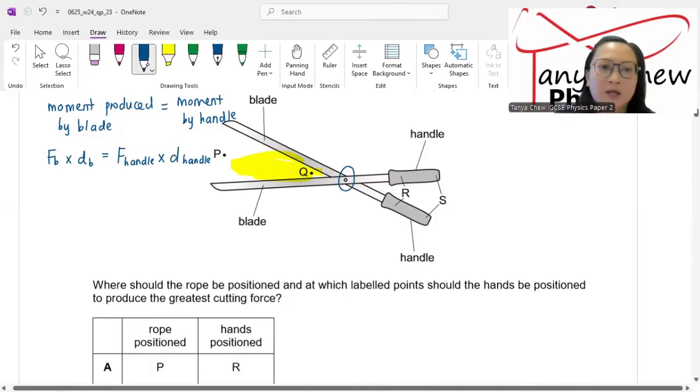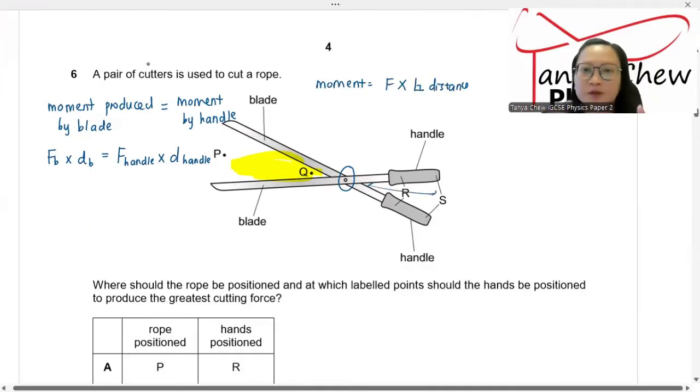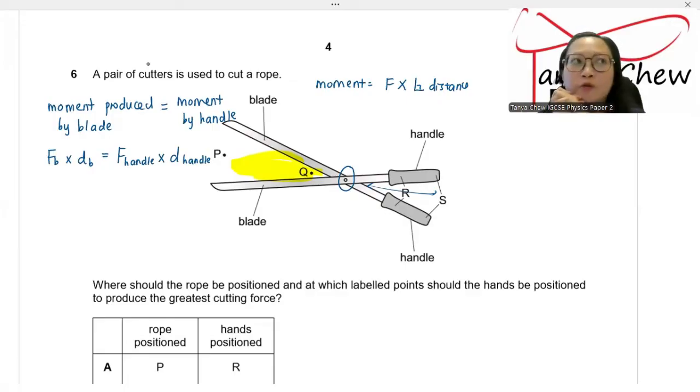If I want to produce the greatest moment by the handle so that I can cut the rope, the distance must be furthest away. Do you still remember? I give you another example. Whenever you have a flat tire and you want to turn loose the nut, you apply the force at the furthest distance so that it is easier to turn the nut that is connected to the wheel of your car. So the distance has to be the largest distance here, at the handle.